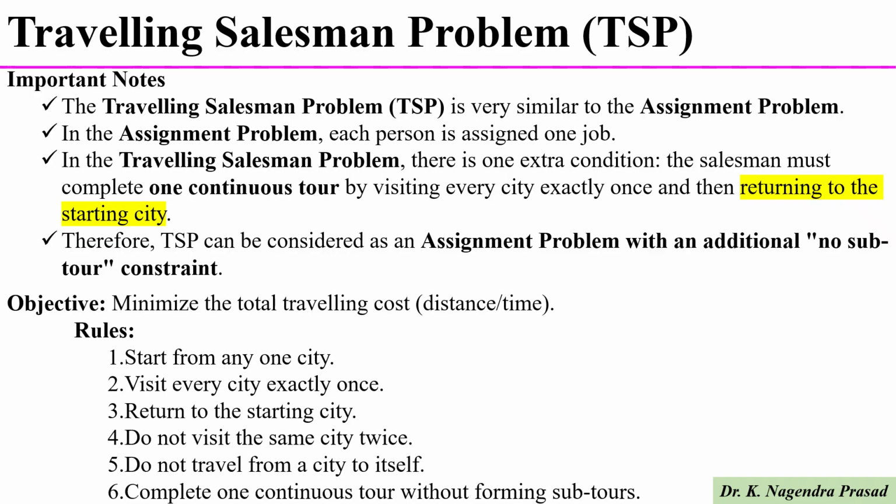So let's see the objective and rules of the traveling salesman problem. The objective of the traveling salesman problem is to minimize the total traveling cost, distance or time. The rules are: start from any one city, visit every city exactly once and return to the same city. Do not visit the same city twice. Do not travel from a city to itself. Complete one continuous tour without forming subtours. So these are the rules of the traveling salesman problem.